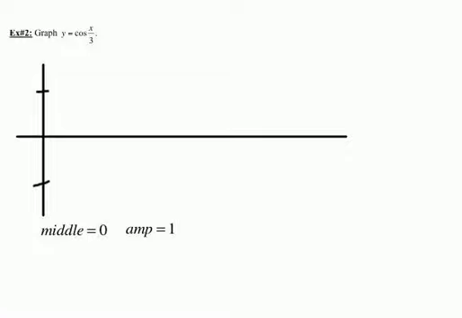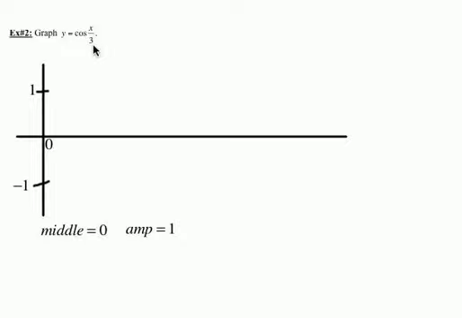So we can go ahead and label that. Our middle line is the x-axis. We go up to 1, and we go down to -1. So we have all that nicely labeled on our graph. So now we need to figure out the period. Well, our x over 3 part, that's the part we need to set equal to the beginning of the period and the end of the period.